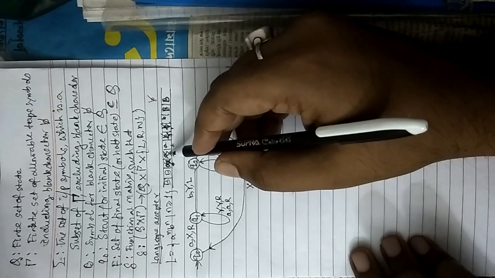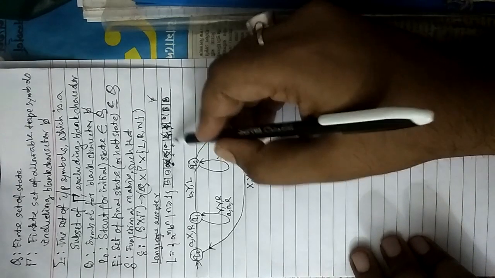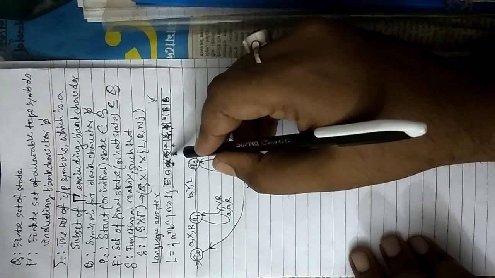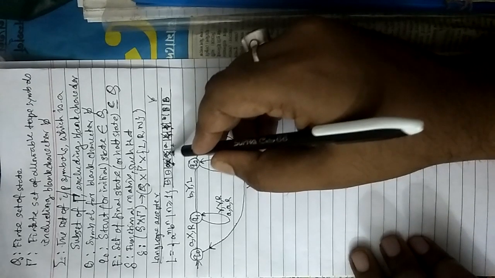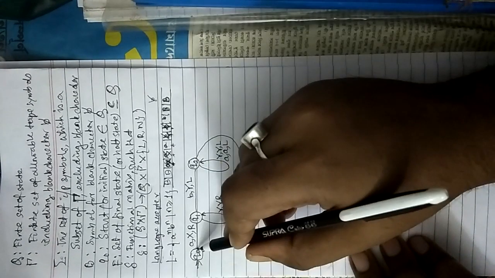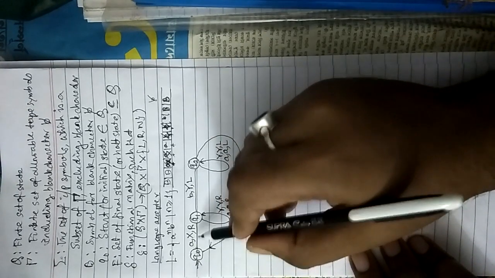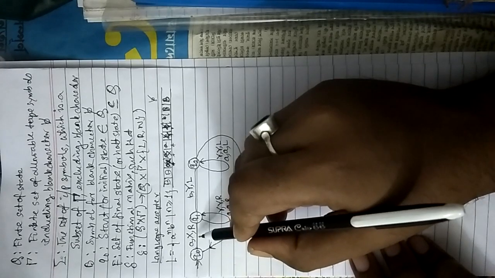Then you read X, you replace X with X, and move towards right. So you are in here also. After that you are again at Q0 position and do the same procedure.